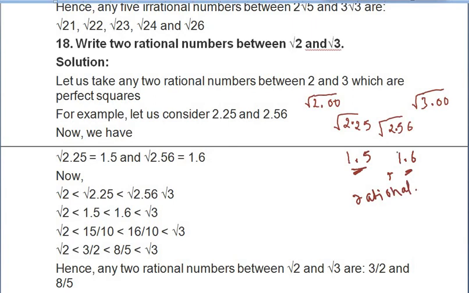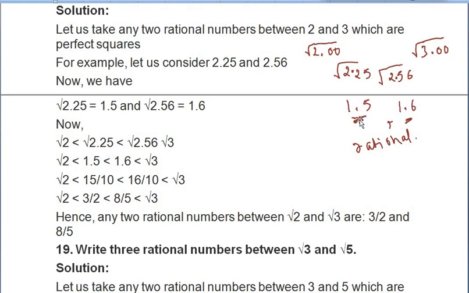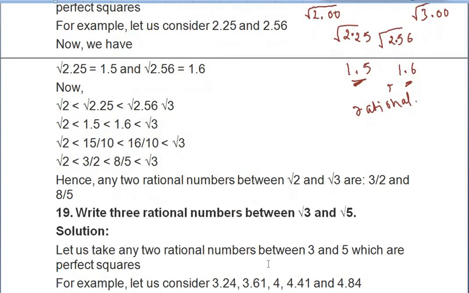They are rational numbers. Now next question. Either you can write in this form or you can write in the form of p upon q. Now the next question is: write three rational numbers between under root 3 and under root 5. This question you can also do in the same way.